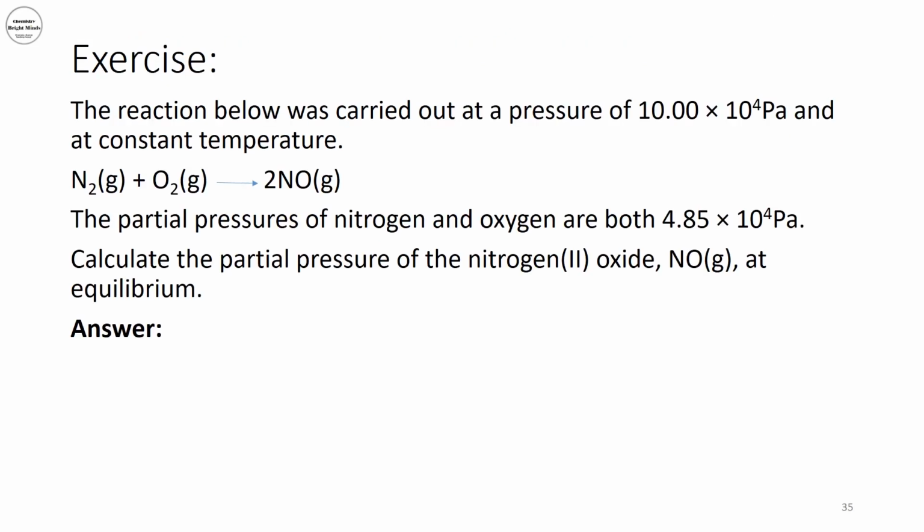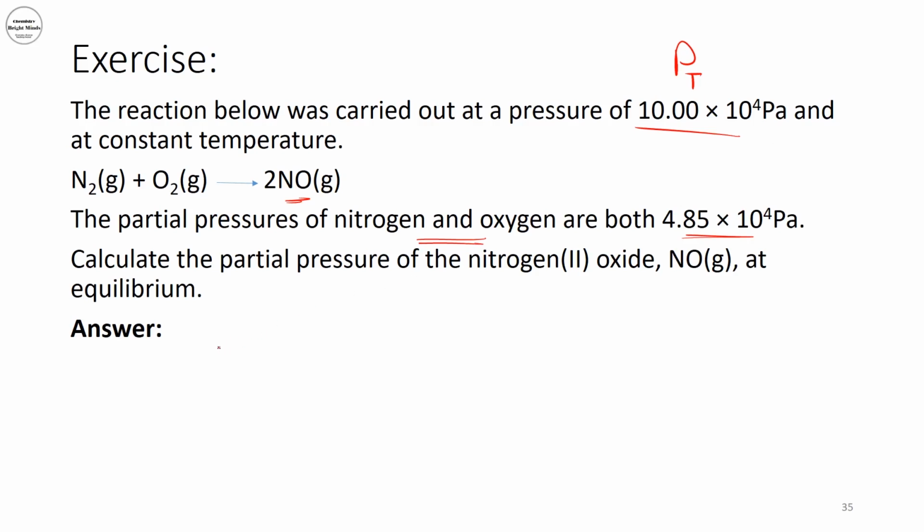Now let's look at this exercise. In here I have nitrogen reacting with oxygen to give me nitrogen oxide. I need to know the partial pressure of nitrogen oxide, if I know that the total pressure P total is equal to 10 multiplied by 10 to the power 4 Pascal, and the partial pressure of nitrogen and oxygen, both of them is equal to 4.85 multiplied by 10 to the power 4 Pascal.